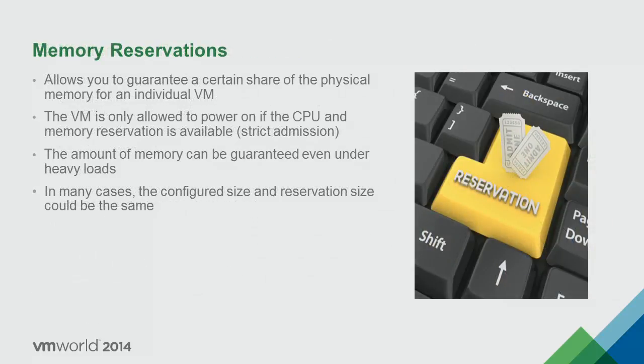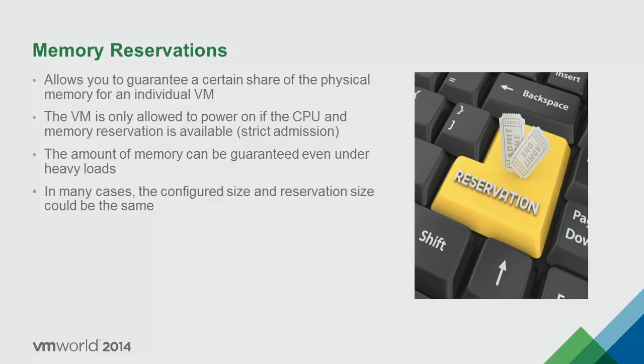Memory reservations. This is how we control a VM to make sure that VM gets the resources it needs from a memory perspective. Now, we could say, again, at the host level, don't overcommit, but that's not always possible. Sometimes you have to overcommit your tier 2, tier 3 workloads, and you want to give resources to your tier 1 workloads. The way to do that is through a reservation.